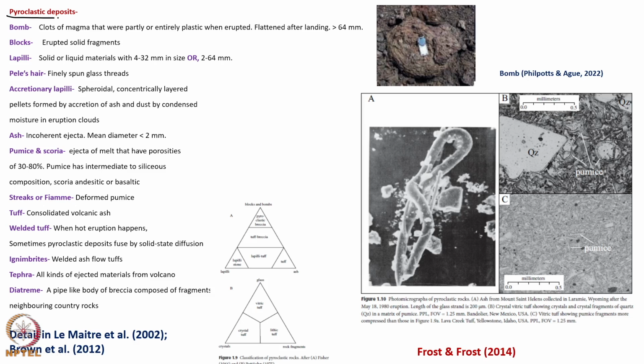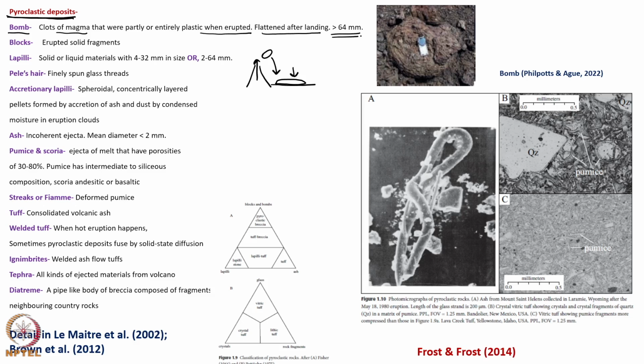We are going to see the pyroclastic deposits in some detail. What is a bomb? It is a clot of magma that was partly or entirely plastic when erupted. Not just the fine ash particles or gases are erupted, sometimes clots of magma are erupted. So, this is a volcano from where a clot of magma is erupted, and once it falls on the ground, it actually flattens due to its own weight and also due to its impact. That is what is said, flattened after landing.